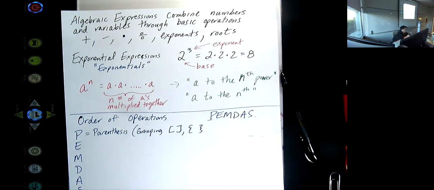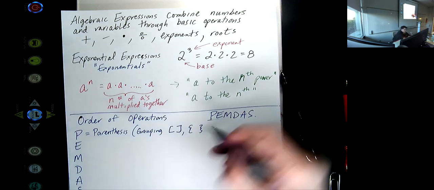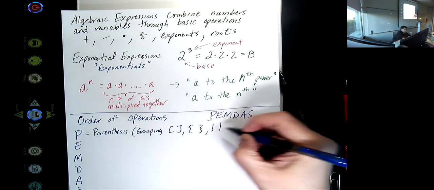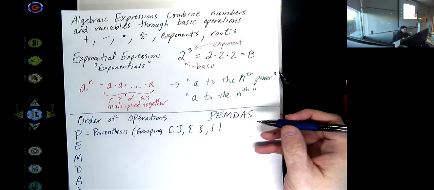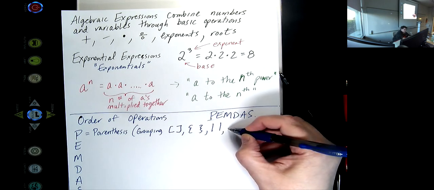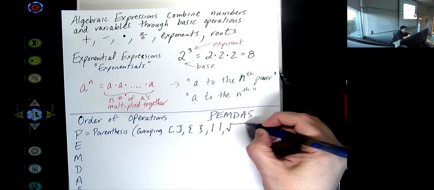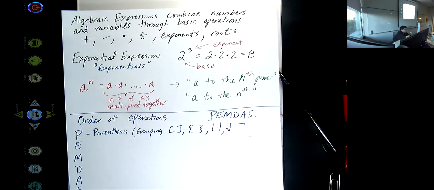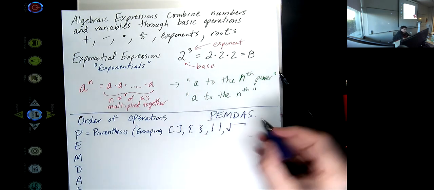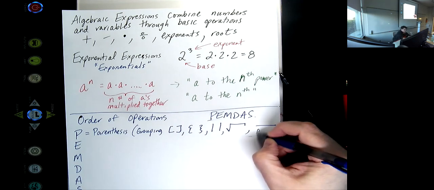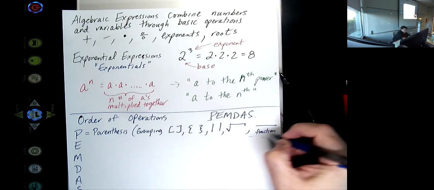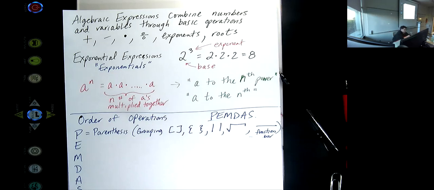When you've got enough parentheses, you get tired of using them, and it's hard to tell which parentheses is for which. So it's nice to change it out with brackets and curly braces. Absolute value bars fall in that category. Radical signs break things up, that's a grouping thing. And like a fraction bar. Those all count as parentheses or grouping things.